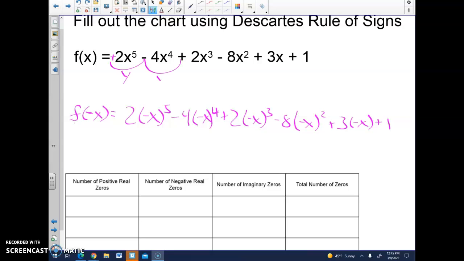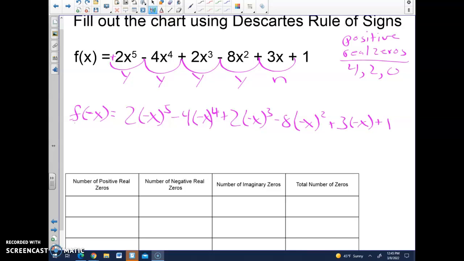Yes. Yes. Yes. Yes. Positive real zeros, we have the option 4, 2, or 0. Here, we change the sign when it's an odd exponent. Negative 2x to the fifth, we keep the sign when it's an even exponent. Minus 4x to the fourth, minus 2x cubed, minus 8x squared, minus 3x plus 1.